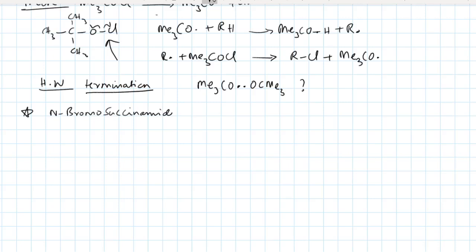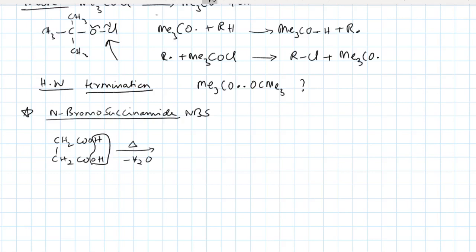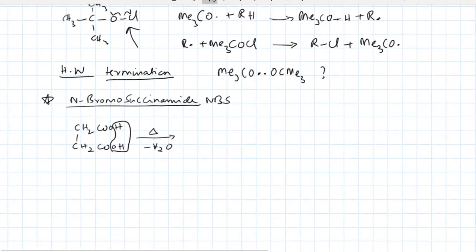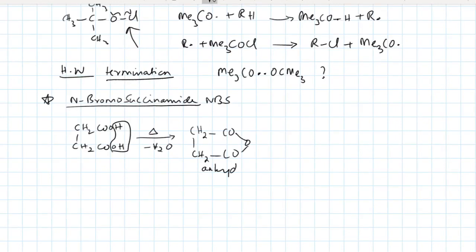N-bromosuccinamide, abbreviated as NBS. So succinic acid is this: CH2COOH and CH2COOH. It's a dicarboxylic acid. Whenever you heat a dicarboxylic acid, they will always try to eliminate a water molecule present in that or any gas that can be liberated from them. So you get succinic anhydride, that is CH2CO and then CH2CO, and one more. So this will be the anhydride, succinic anhydride.